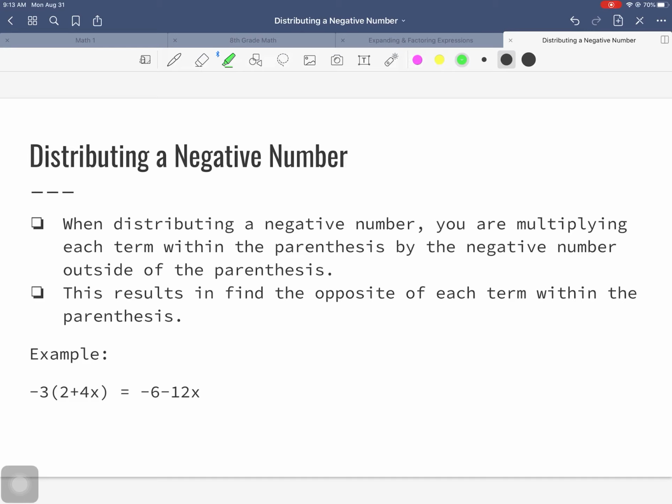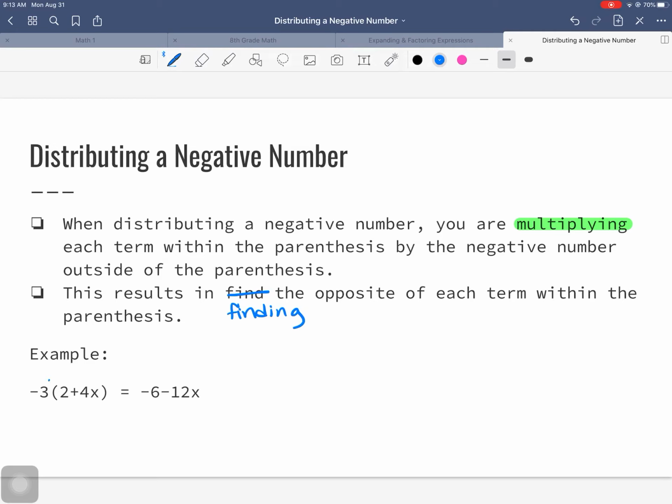All right, distributing a negative number. When distributing a negative number, you are multiplying each term within the parentheses by that negative number. This results in finding the opposite of each term within the parentheses.